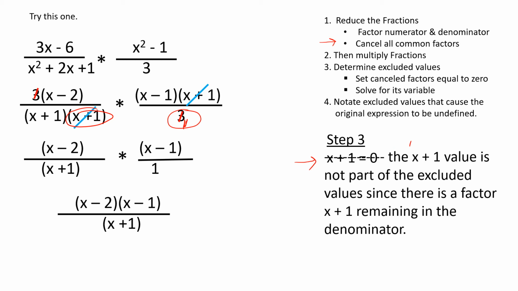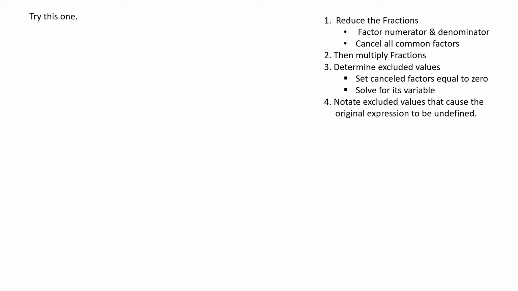The last problem we just did, we looked and said, okay, we're looking at this x plus 1. Well, there is an x plus 1 that remained in the denominator. Therefore, it's not part of the excluded values. All right, so we don't have to put where something does not equal something. This would just be your final answer in this particular case. And try this one.